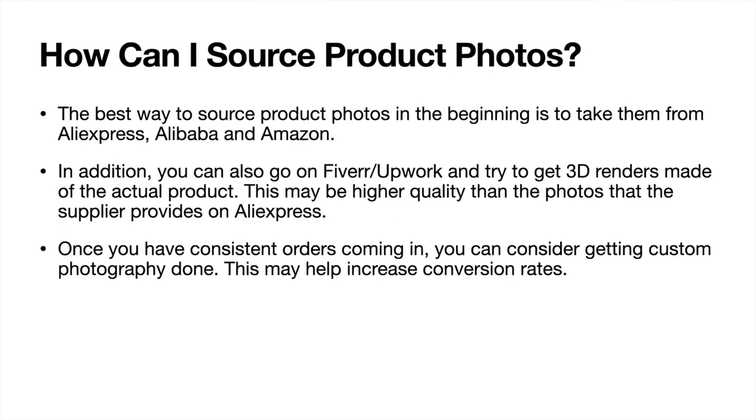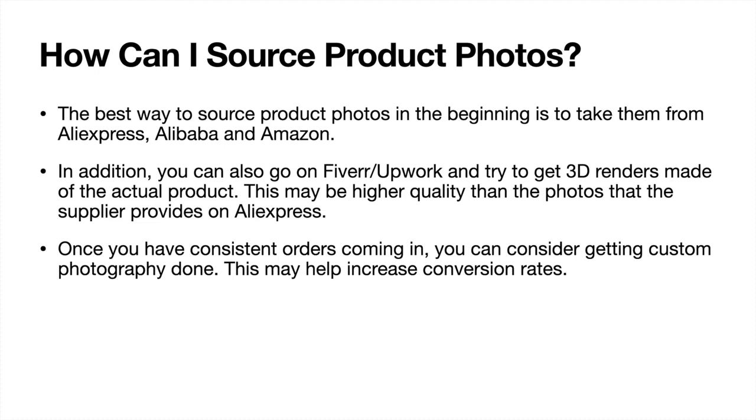How can I source product photos? So the best way to source product photos in the beginning is to take them from AliExpress, Alibaba, Amazon, or niche competitors. So in the beginning, when you're just testing a product, there's no point going ahead and ordering the product and taking photos because you don't know if the product will work. So in the beginning, start taking product photos from AliExpress, Alibaba, and Amazon.